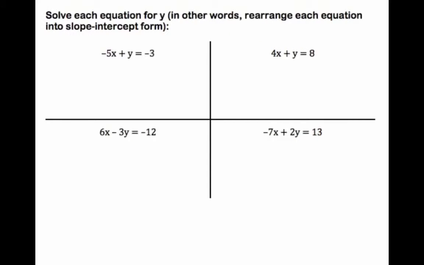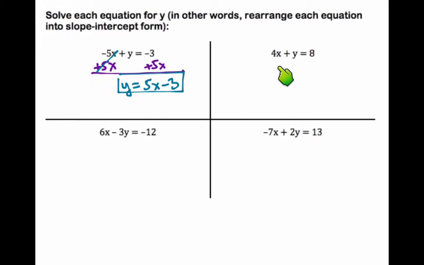So this first equation, we've got this negative 5x we want to get rid of. So we're going to use our inverse operation. The opposite of subtracting 5x is adding 5x. So we're going to add 5x to both sides. Those cancel. We end up with just y on the left side. And on this side, we have negative 3 plus 5x, or we could put it in slope-intercept, 5x minus 3. Either way is the same thing.